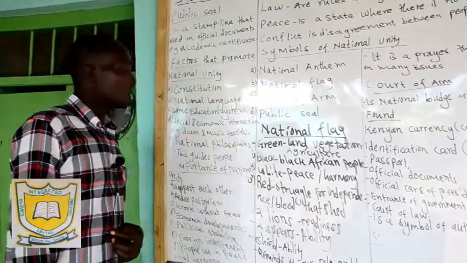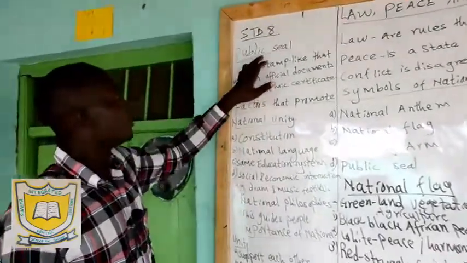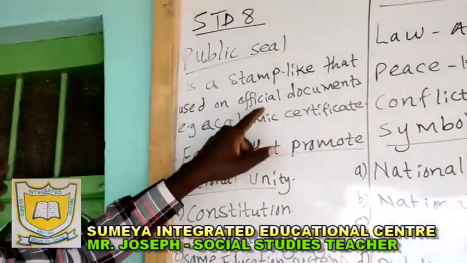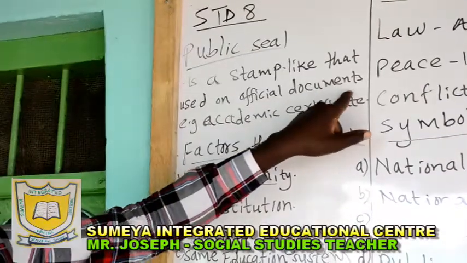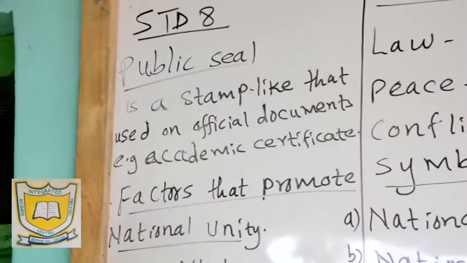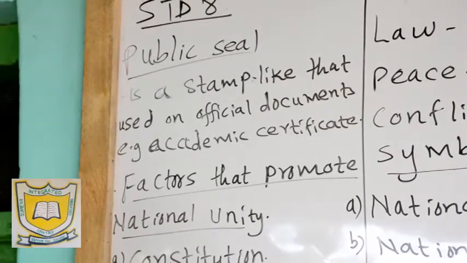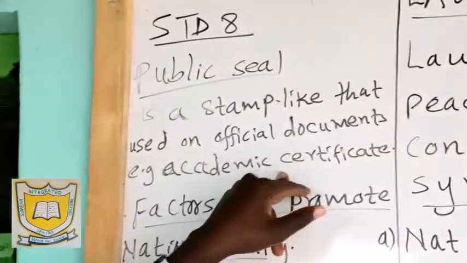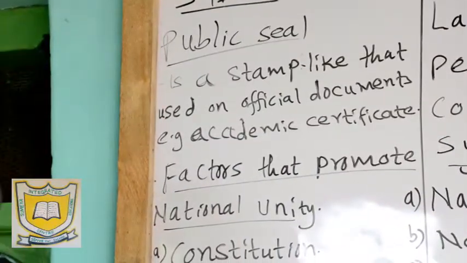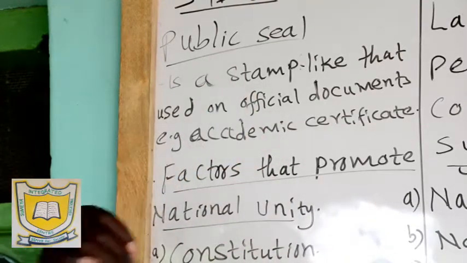Then we have what we call the public seal. A public seal is a stamp like that used in documents, e.g. academic documents. When you have done your KCPE exam or national exam, that's the Form 4, when you look very well, we have a public seal on that certificate. It's like a government stamp. It is stamped on documents which are official, which can be presented officially in offices in the state. So that is the public seal.